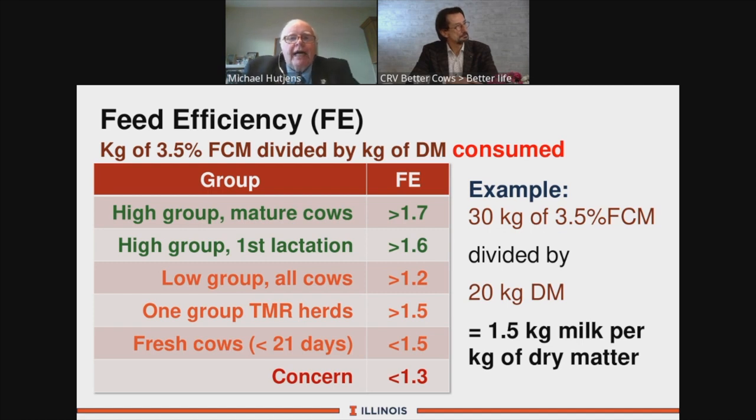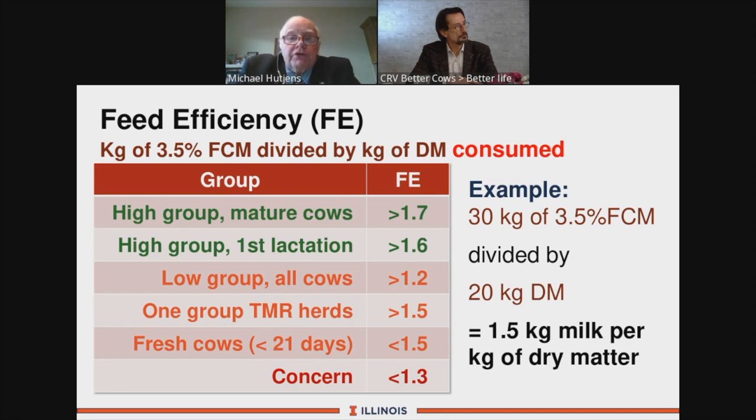Here are some of your guidelines you can look at. If you look over, there's the definition, very straightforward. It's the kilograms of 3.5% fat corrected milk divided by the kilograms of dry matter consumed. You'll see a slightly different approach here coming with my next speaker, but now on the right side you can see an example. If my herd is averaging 30 kilograms of milk, 3.5 fat corrected milk, and so they are consuming an average, not way back, don't count way backs, it only counts the feed going into the cow, that would be your 1.5.